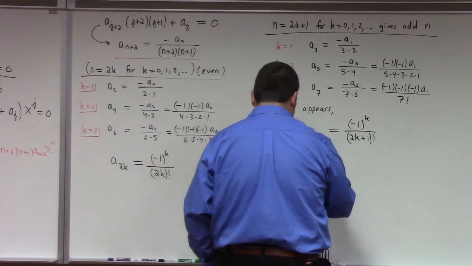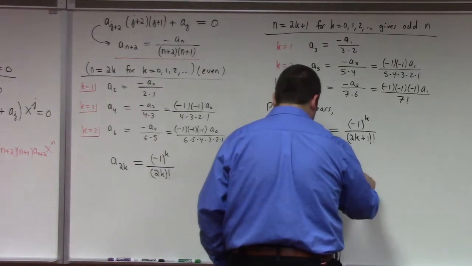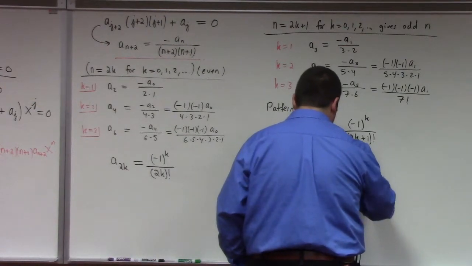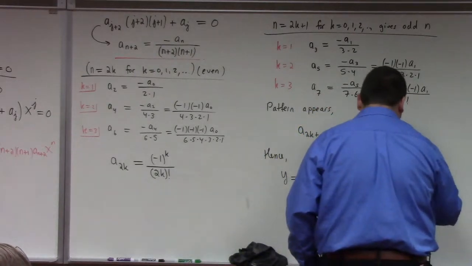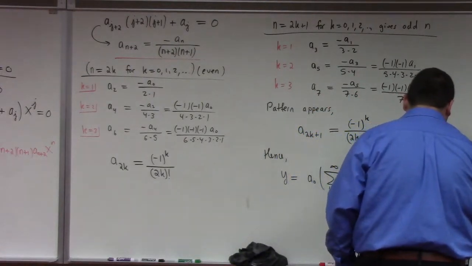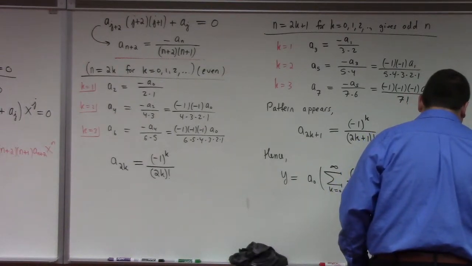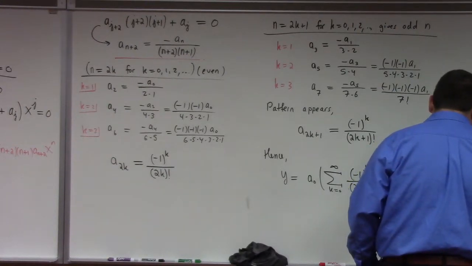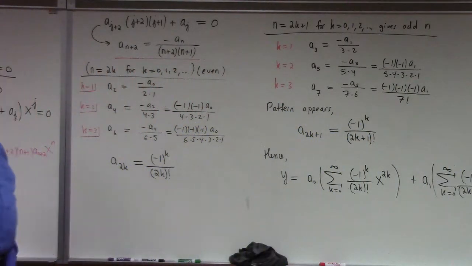a sub naught times the sum k equals 0 to infinity, minus 1 to the k over 2k factorial, x to the power 2k, plus a1, sum k equals 0 to infinity, minus 1 to the k over 2k plus 1 factorial, x to the power 2k plus 1. And there you go. That's the complete series solution to this differential equation.